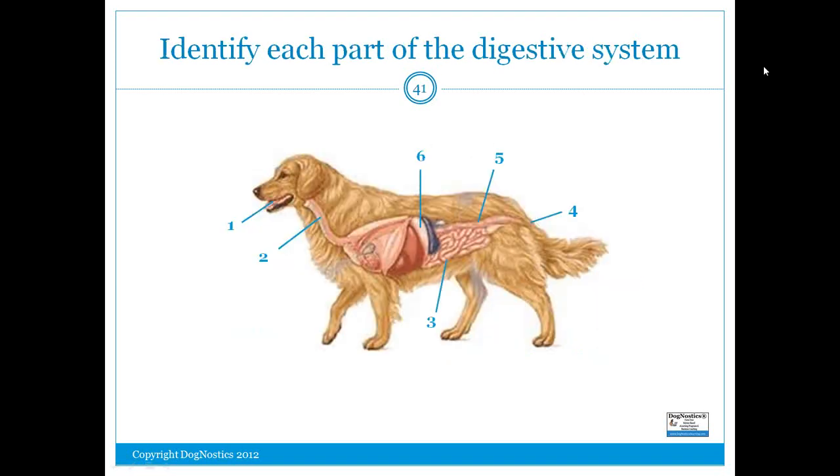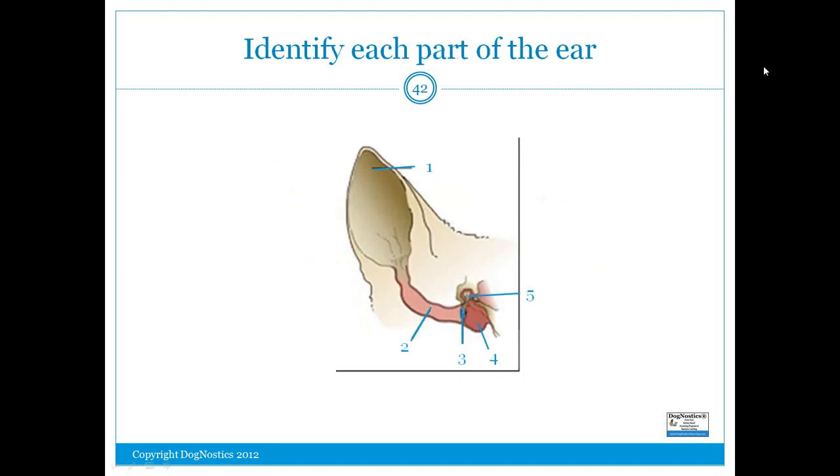Next, this is the digestive system. Again, just the basic parts of the digestive system broken down into its special compartments. And then each part of the ear.